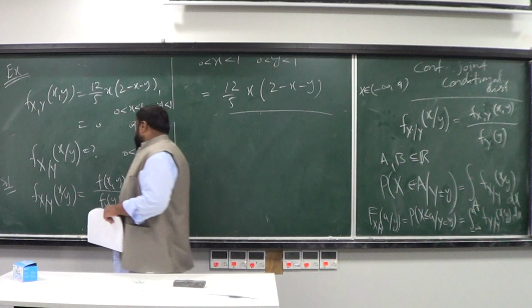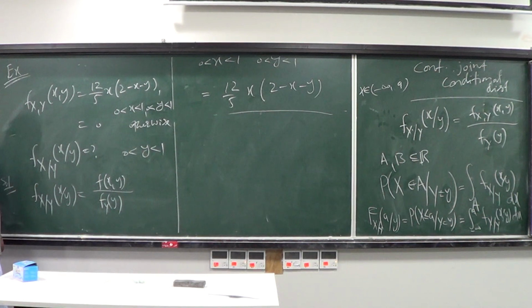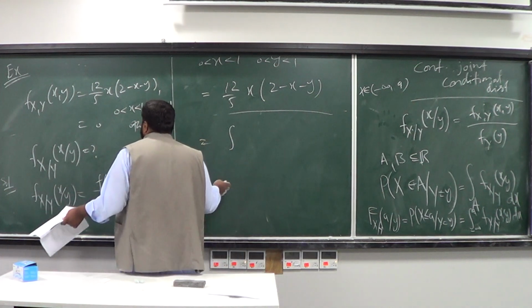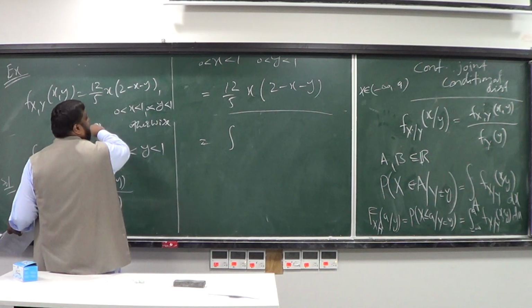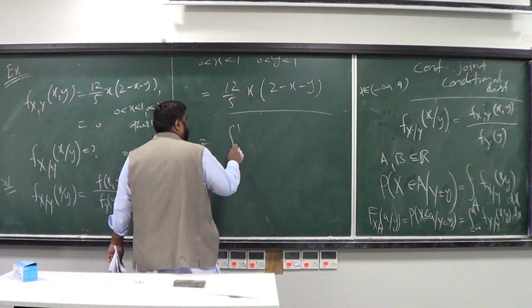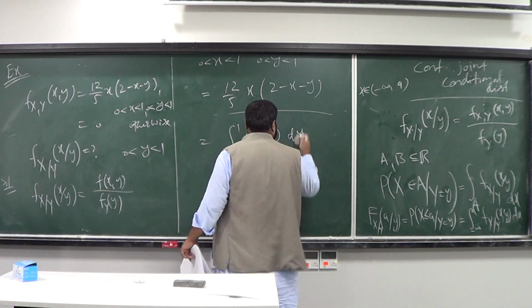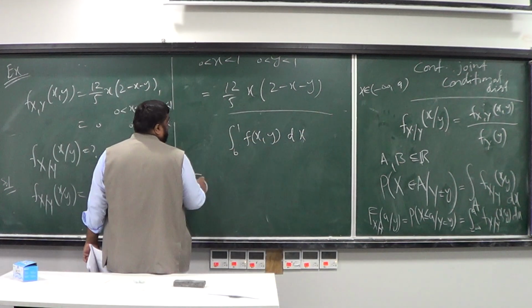Question: how can I compute the marginal PDF of y? So the marginal PDF of y can be computed by integrating the joint PDF with respect to x. So let's integrate it. Integrate it from where to where? Obviously only in this interval, because outside these intervals it's 0. So integrate from 0 to 1 f of x,y dx. Okay? So this is what it is going to be.